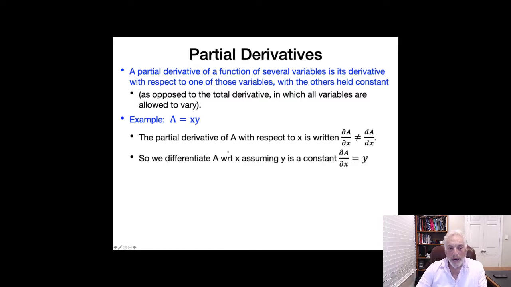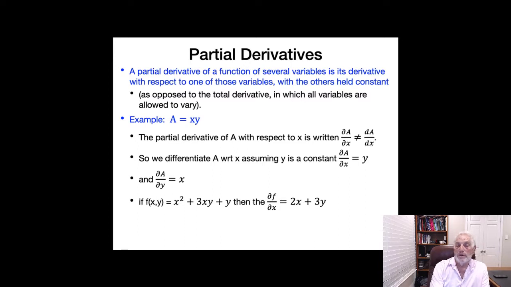So if we differentiate a with respect to x, assuming y is a constant, then the partial of a with respect to x is y, because if you differentiate x times y with respect to x, you just get y. Similarly, if we take the partial of a with respect to y, we get x. And let me give you an example which is slightly more complicated.